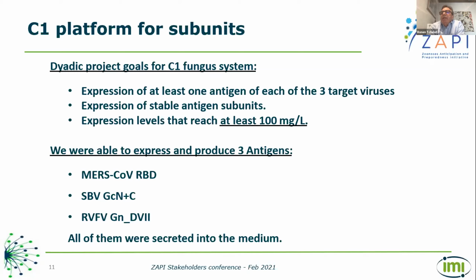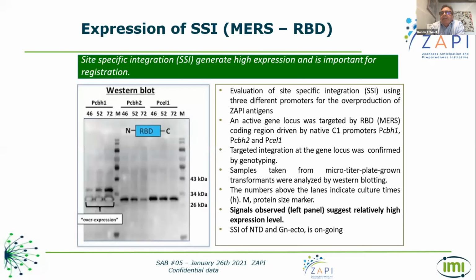Initially, we could demonstrate that C1 was able to express and produce those 3 antigens. At the beginning, without the spike tag and the spike catcher, in order to couple it to the particle. And we actually expressed the antigen for the MERS RBD, the Schmallenberg virus, and the Rift Valley fever virus. All of them were secreted into the media, but the productivity and the stability at the beginning were compromised. An example of the MERS RBD expression can be seen in the next slide.